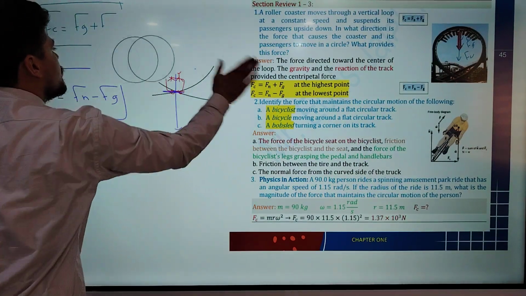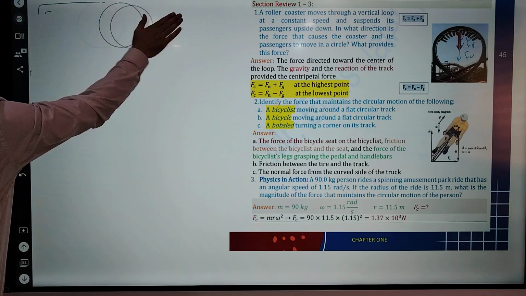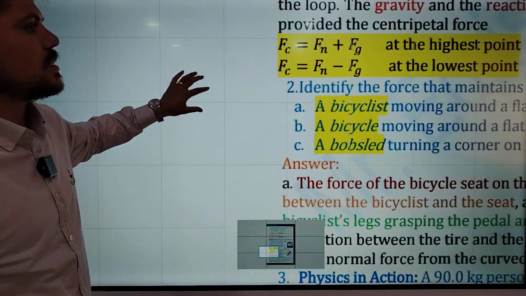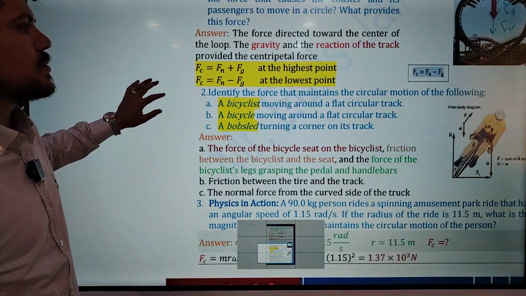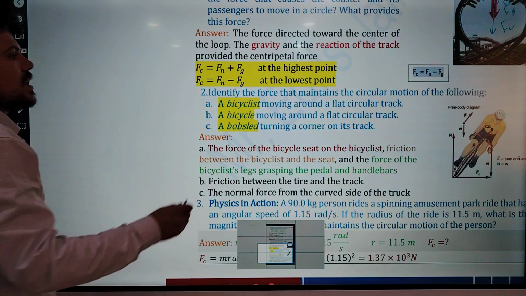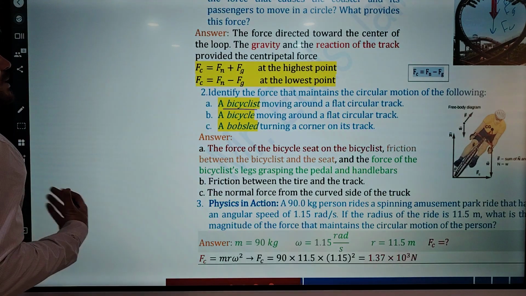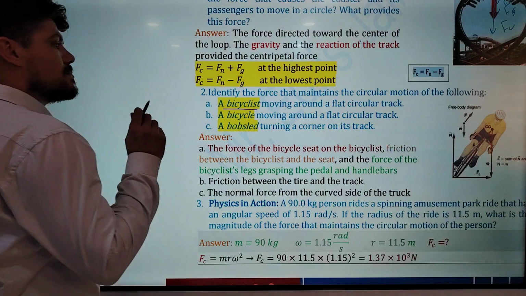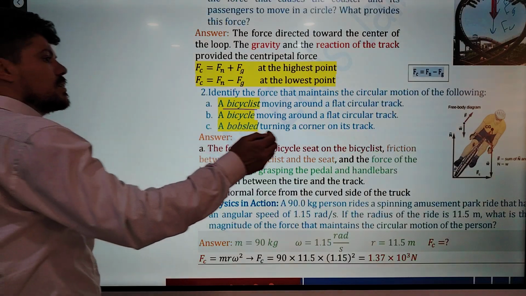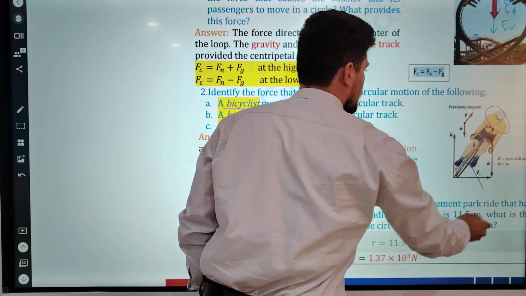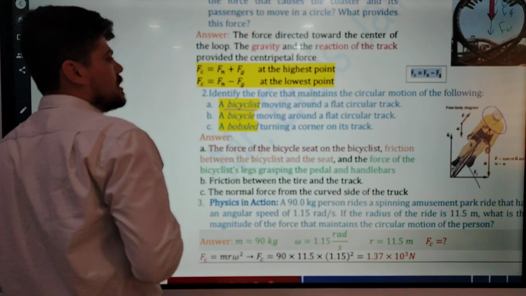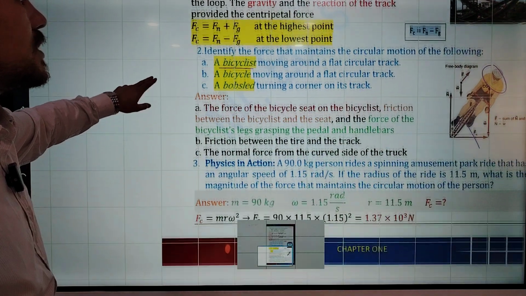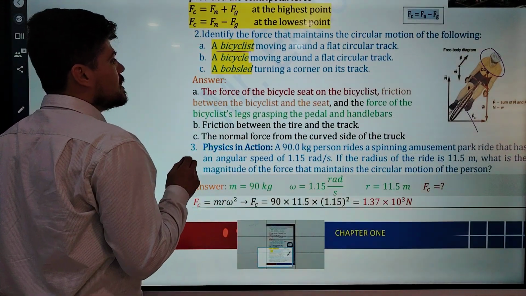Question 2. Identify the force that maintains the circular motion of the following. A, a bicyclist. Be careful. This is not bicycle, this is bicyclist. There's someone who's riding the bike. When we say bicyclist, it means that there's someone who's riding. This is bicyclist, and this is bicycle. The force that maintains the circular motion of the bicyclist moving around a flat circular track. For the bicyclist, we have three factors.